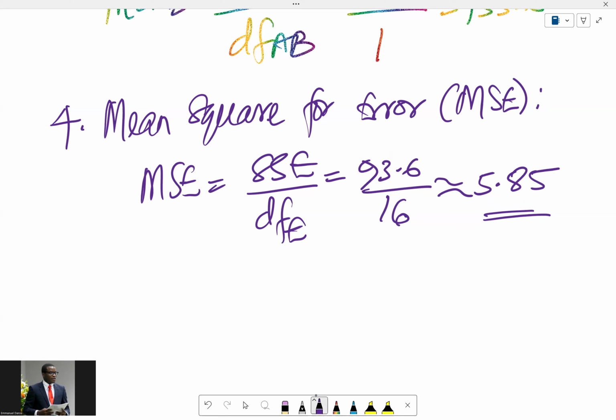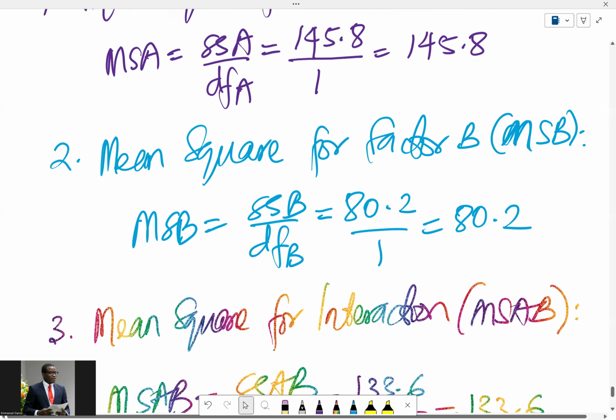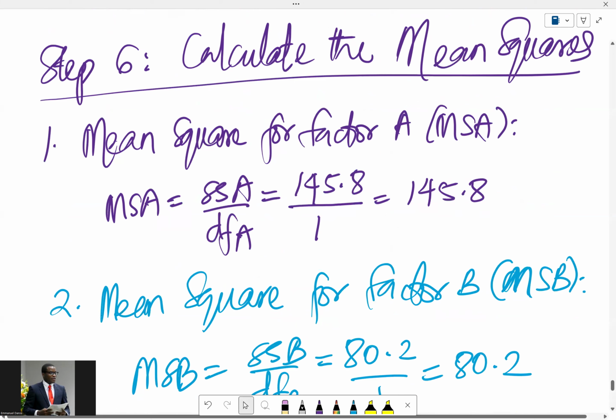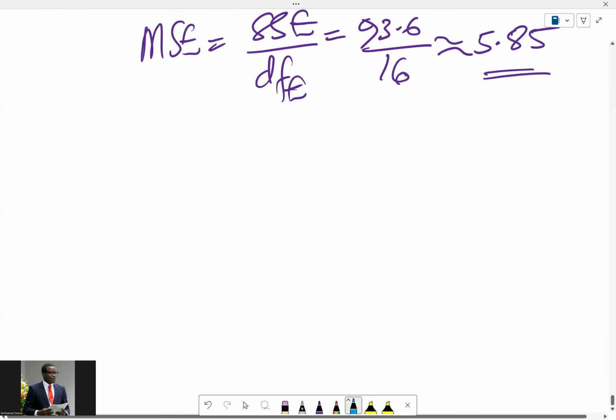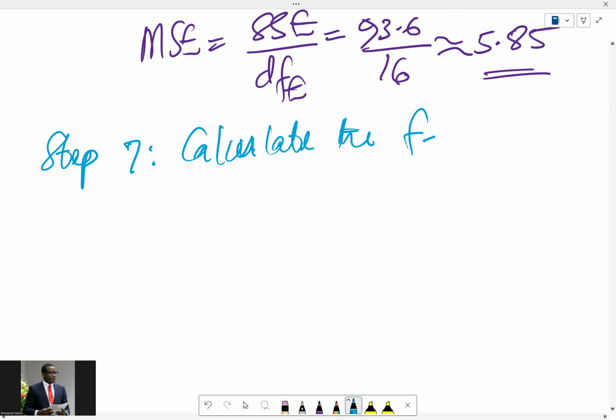With that, we've finished step 6, which is to calculate the mean squares. We've done all the mean squares for A, B, the interaction, and the error. So now we go for the F statistics. Step 7: calculate the F statistics.